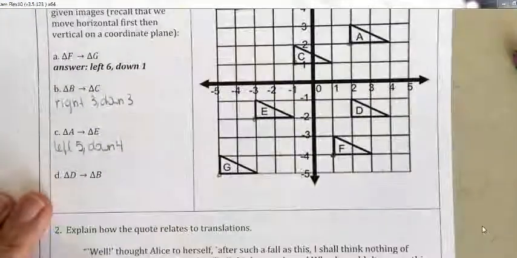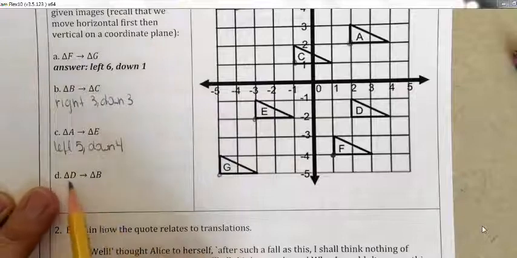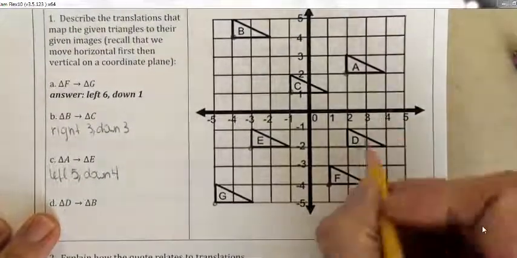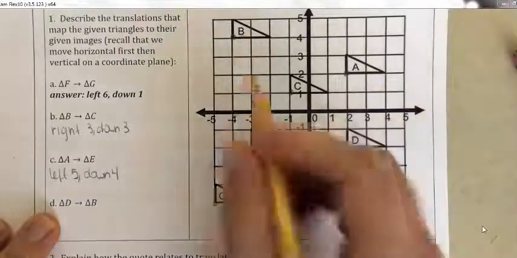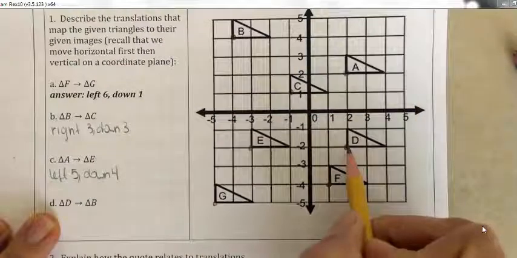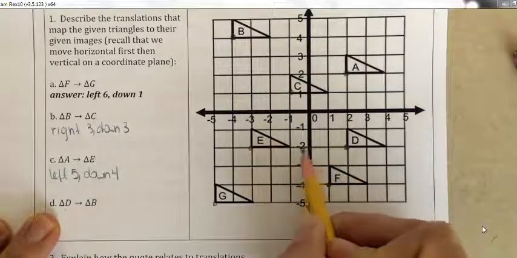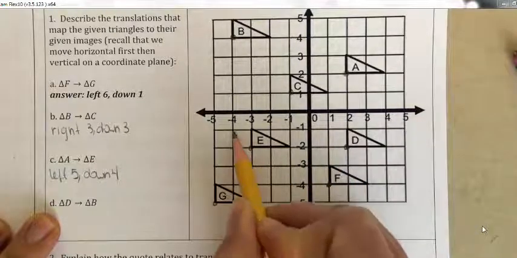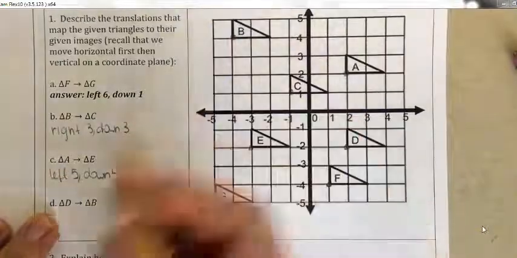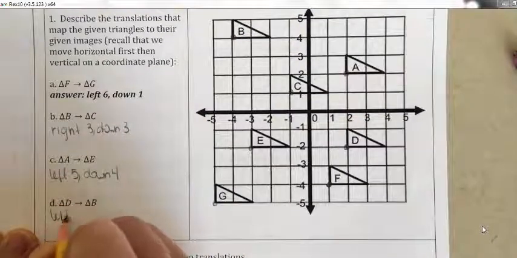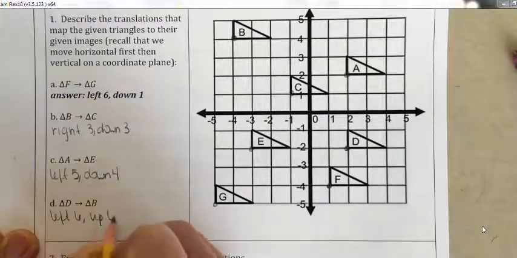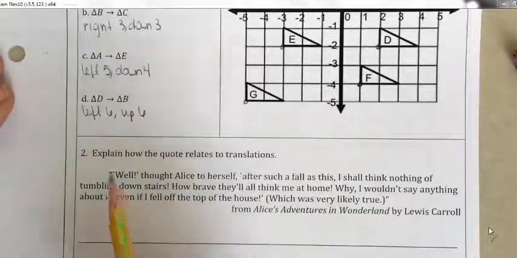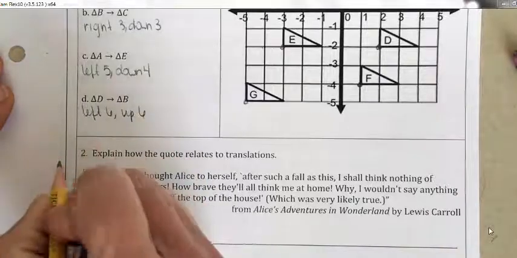Okay, and then the last one here, triangle D to triangle B. Triangle D is here, up to triangle B. So let's see, we're going to go left first, left 1, 2, 3, 4, 5, 6, and then up 1, 2, 3, 4, 5, 6. So it was left 6 and up 6. In class, we'll watch a little video clip and then we'll talk about this. So this will be done in class.